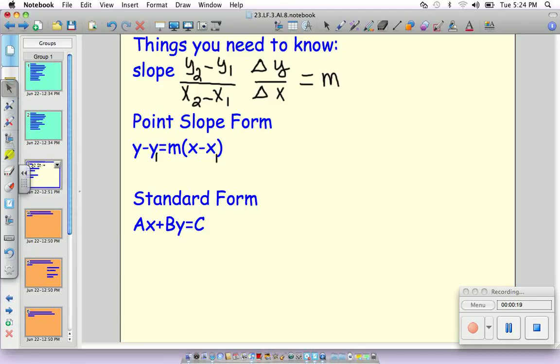Slope formula is y sub 2 minus y sub 1 over x sub 2 minus x sub 1. That means the change in y over the change in x. We represent that with m. M represents slope. Point slope form: y minus y sub 1 is equal to m times x minus x sub 1. And the standard form is ax plus by is equal to c.